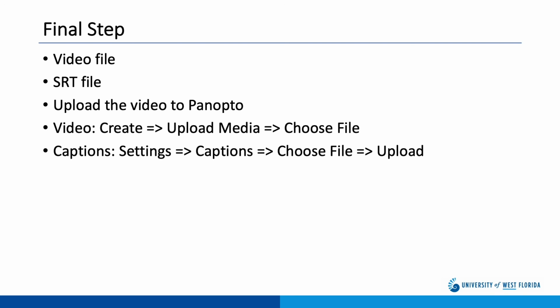Once I'm in Panopto to upload the video, I want to select Create at the top, then Upload Media, and select the file that I want to upload. Once the file has been uploaded and has been processed, I can upload the caption file. To do that, to the right of the video that was uploaded, select Settings, then Captions, and choose the SRT file, and select Upload.